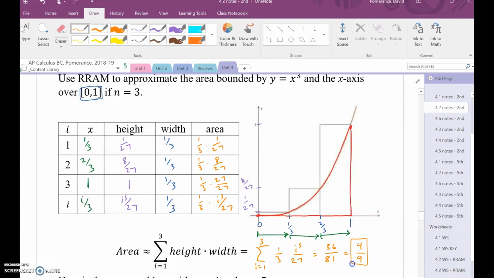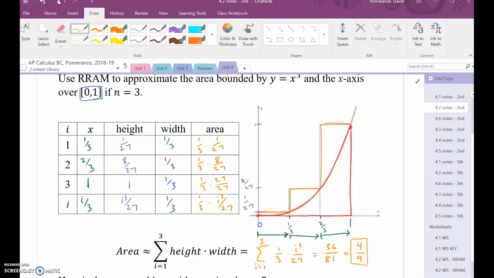And that is an approximation for the area under the curve. It's probably too big because these rectangles stick out quite a bit over the area that we're interested in. So there's all of this area that's extra, there's all of this area that's extra, and then there's this tiny bit of area that's extra. So we know that 4/9 is too big, but at the very least it's an approximation.